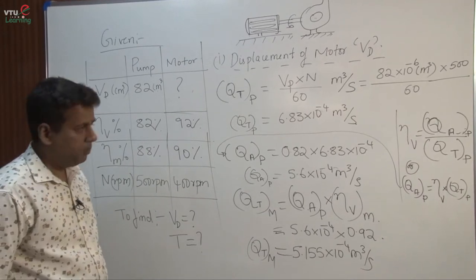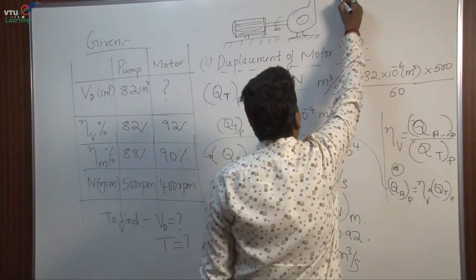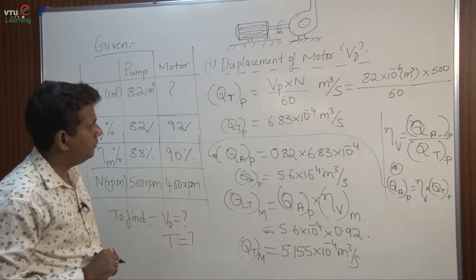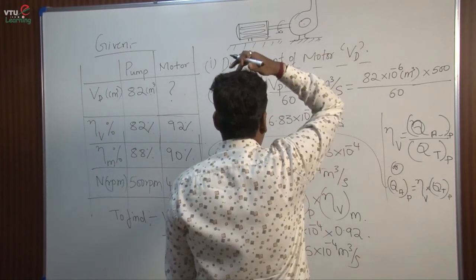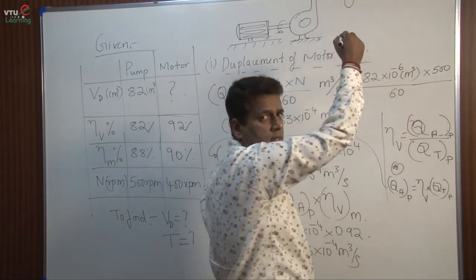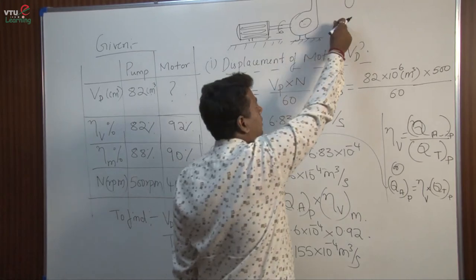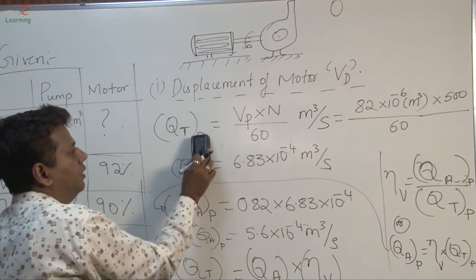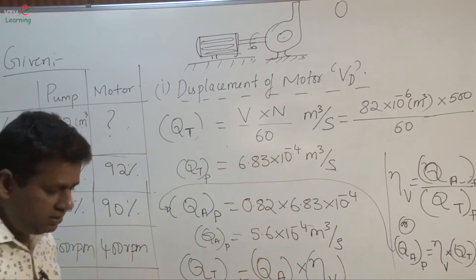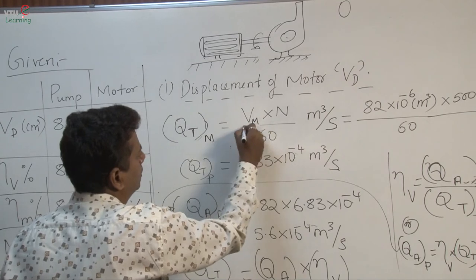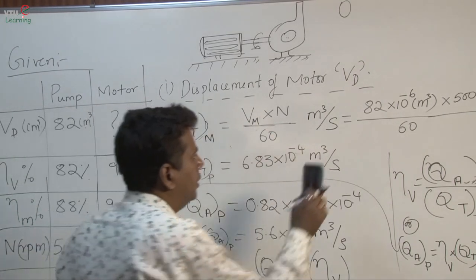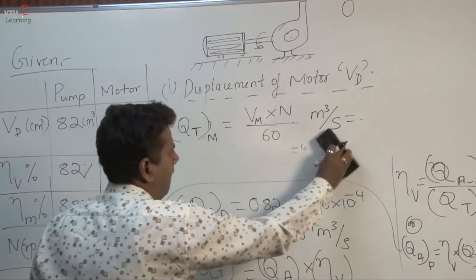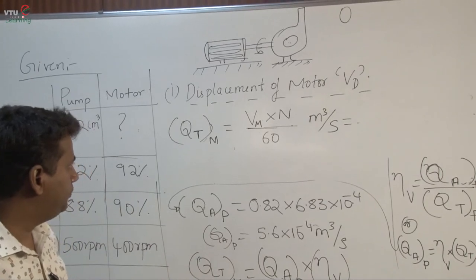Now we can find out the displacement of the motor by using this equation. The displacement of the motor is calculated like this. We can use this same equation and modify it, putting in motor in place of pump, and then I will put in the values.